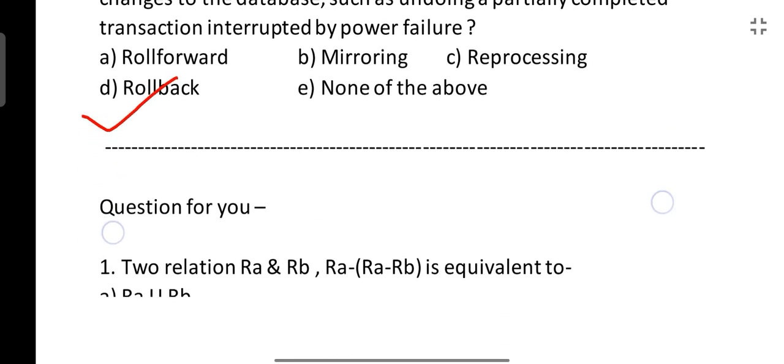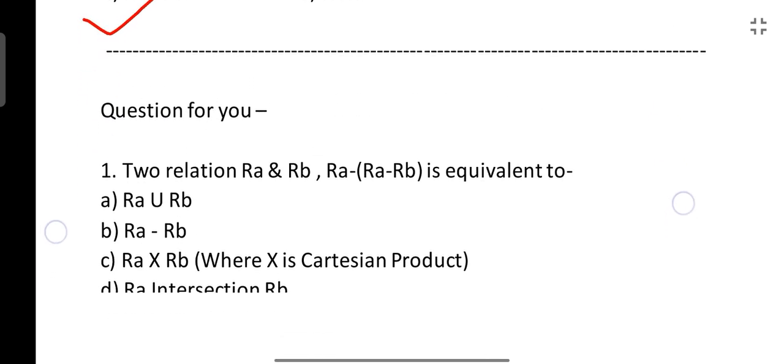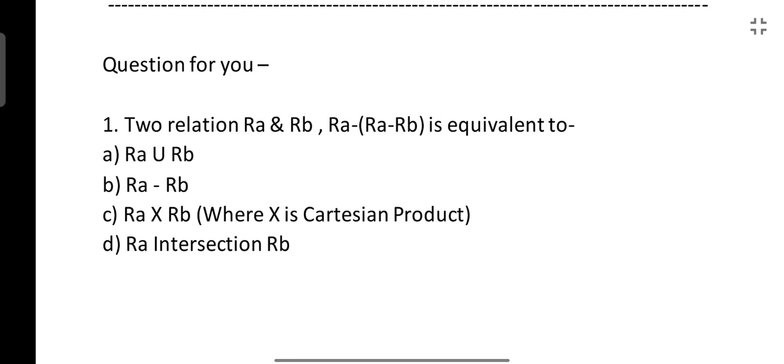There is one more question for you. You have to answer this question in the comment section. There are two relations, relation A and relation B. We have to tell RA minus RB is equivalent to what? This is a question from relational algebra. By now you must have completed your relational algebra part. So you have to tell the answer in the comment section, and in the next video I will start with this question only.